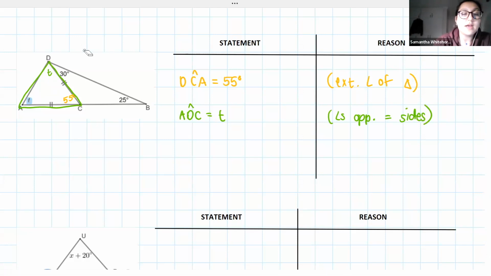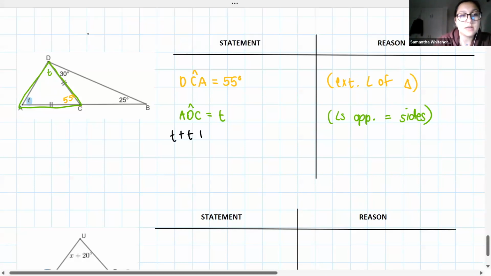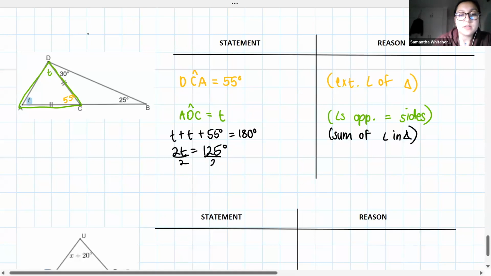And now that I know that, I can set up my equation to solve for T. So 2T plus 55 must give me 180 degrees because of sum of angles in triangle. And so 2T is equal to 180 minus 55, which is 125. Divide both sides by 2 in order to get T alone. And so T is equal to 62.5 degrees.